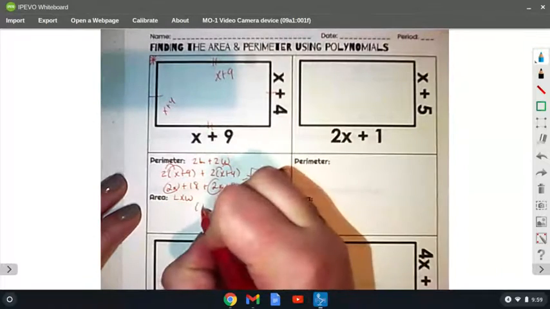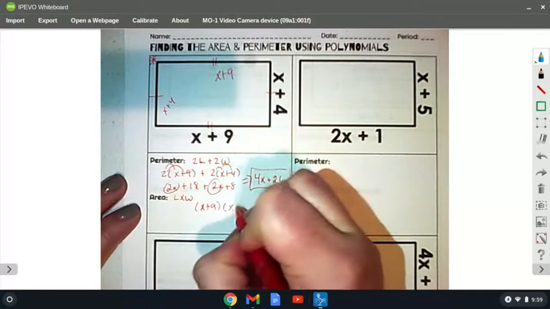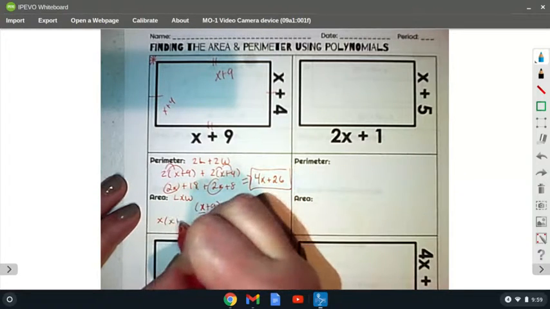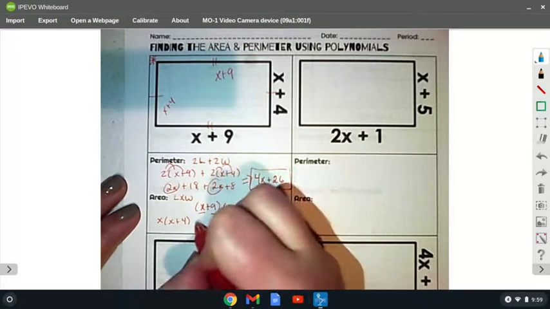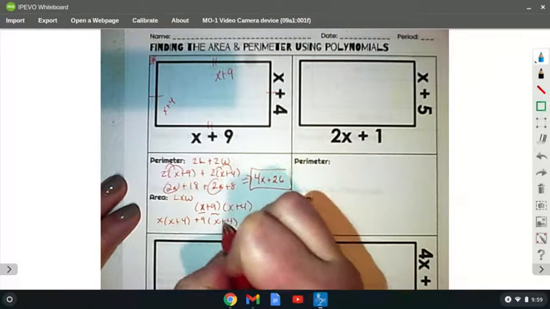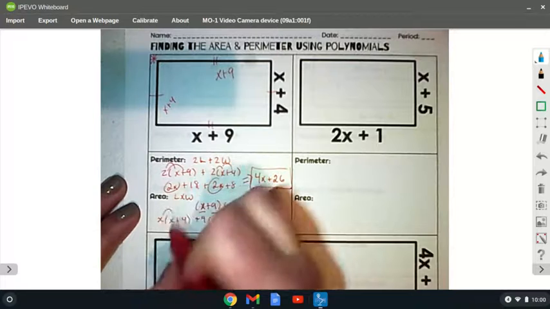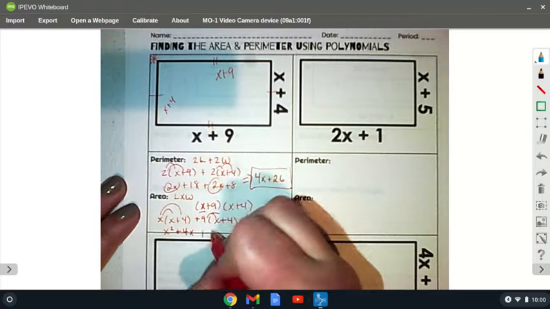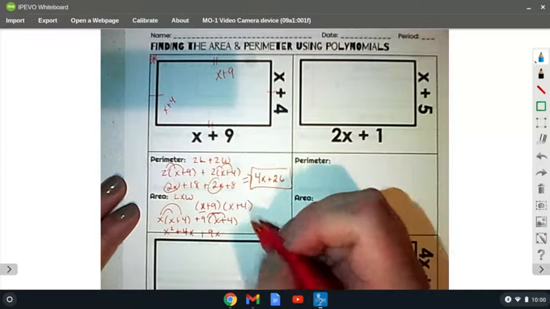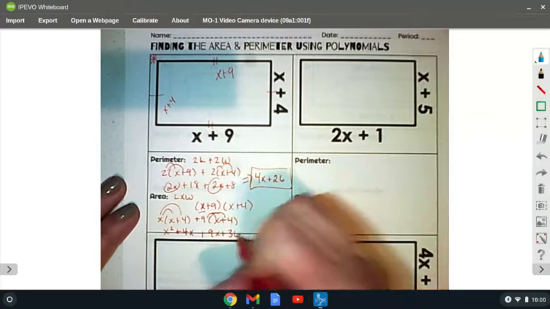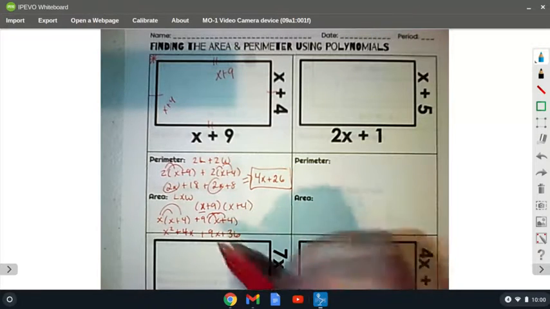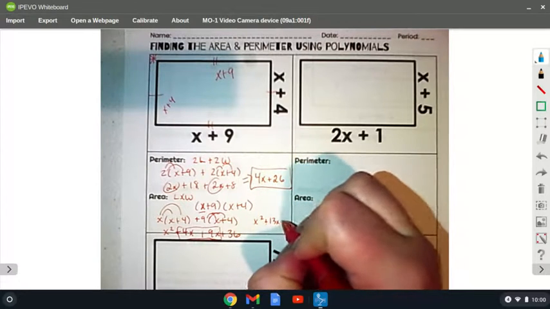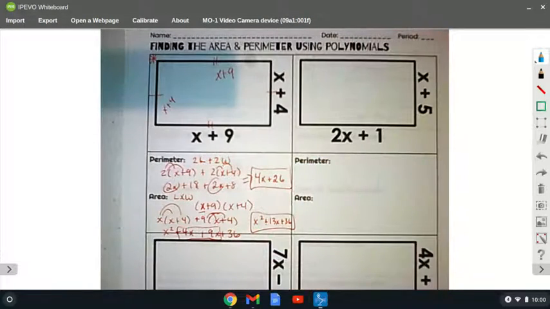Area, I'm just multiplying. So x plus 9 times x plus 4, length times width. Take that first term, multiply it by the second parenthesis. Then take that second term, multiply it by that second parenthesis. So I'm going to do x times x to get x squared, x times 4 to get 4x. And then I have 9x here, and 9 times 4 gives me 36. Then I'm going to combine my like terms in the middle. I have 4x and 9x gives me x squared plus 13x plus 36, and that is the area.